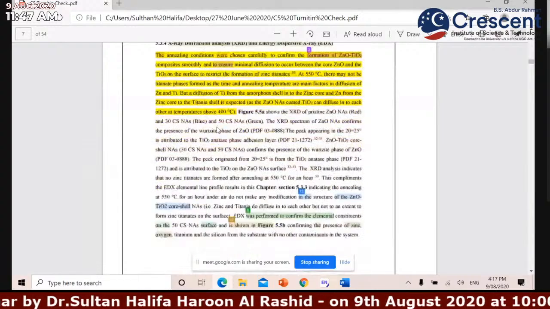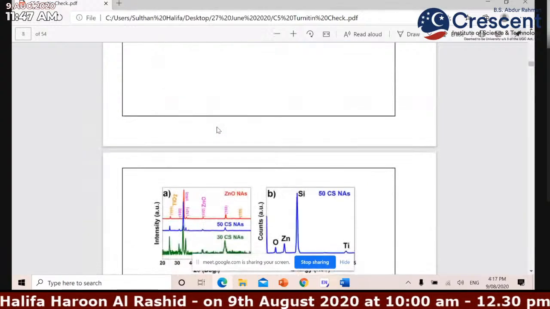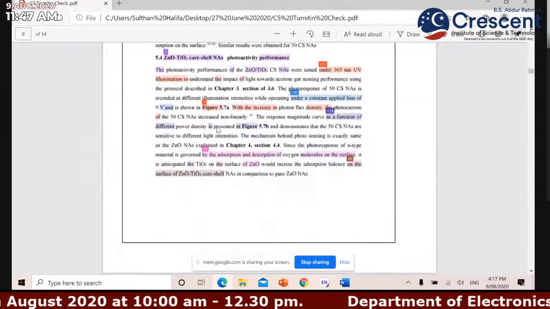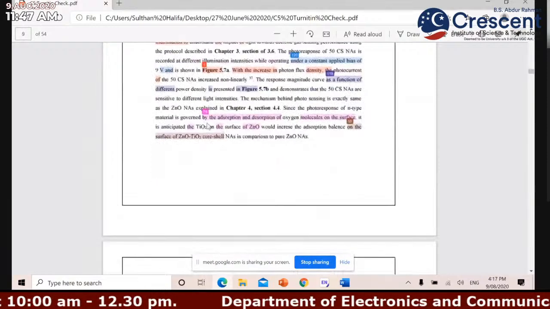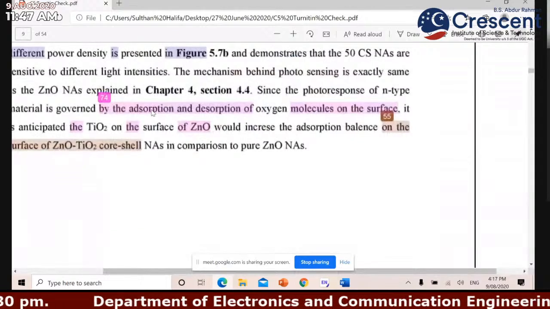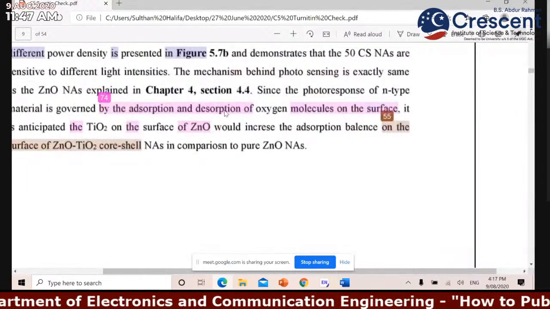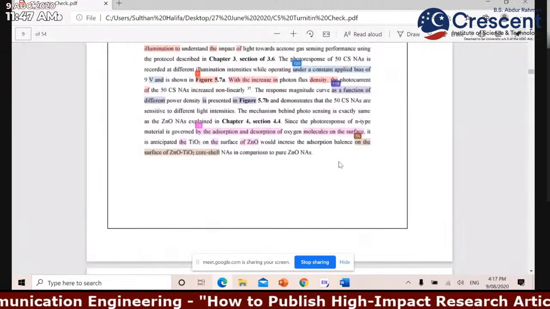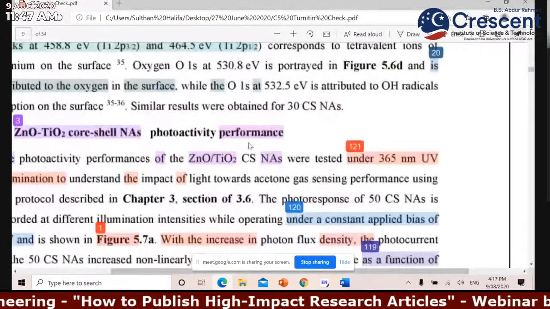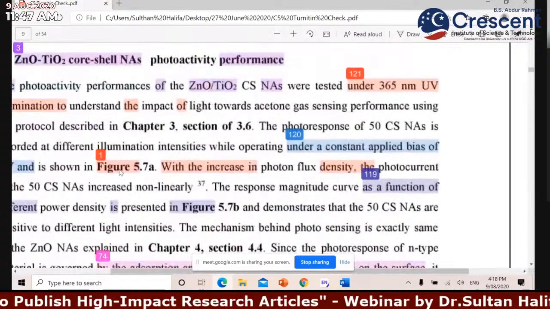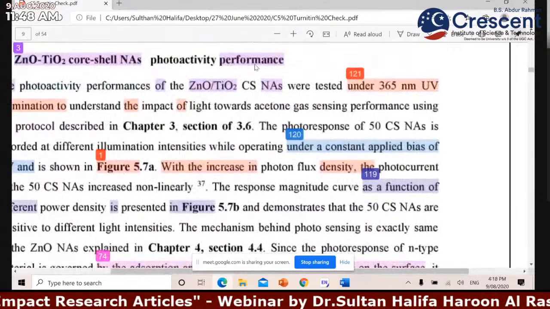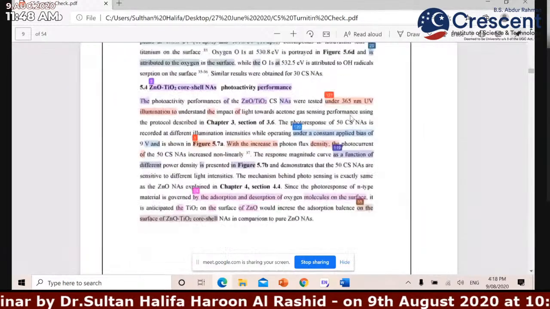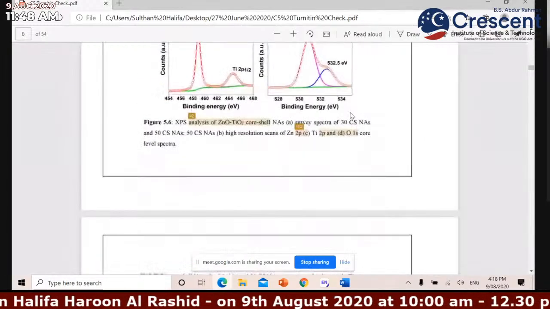But as I go on, you can see there are not many words. There are few words here and there, which is not really plagiarism. Say, for example, this word adsorption, desorption is a universal word. Molecules on the surface, universal word. This software even points out figure captions, which are also basic universal words, like performance under 365 nanometer UV light. These are all not plagiarism. This is how the software works.